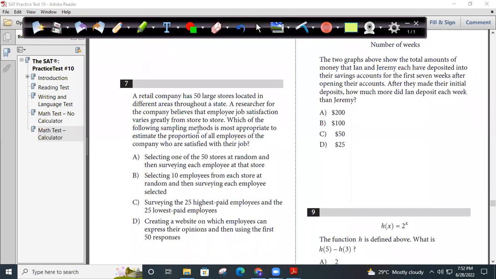Question number 7. Everyone try your best. I'm telling you, most of you will go wrong. SAT is all about that. Students should make mistakes and learn from the mistakes. Then only you'll get perfect scores.